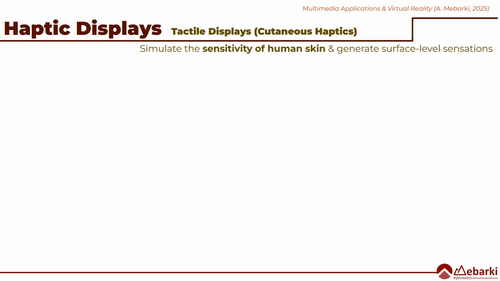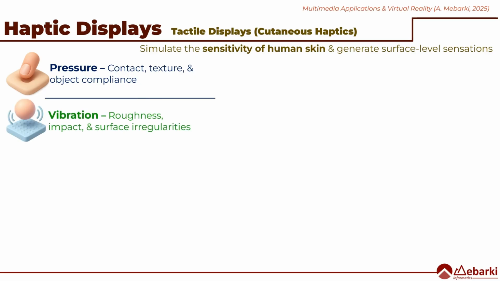One of the most fundamental tactile cues is pressure, which allows users to perceive contact, surface texture, and object compliance. By applying localized pressure to the skin, these systems can create the illusion of touching solid, soft, or deformable virtual surfaces. Vibration is commonly used to represent roughness, impacts, or surface irregularities.